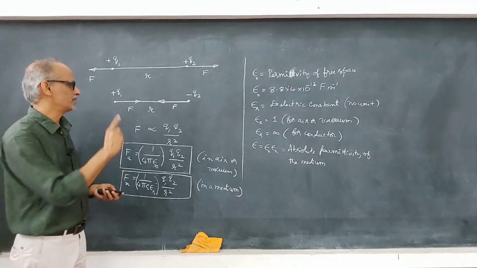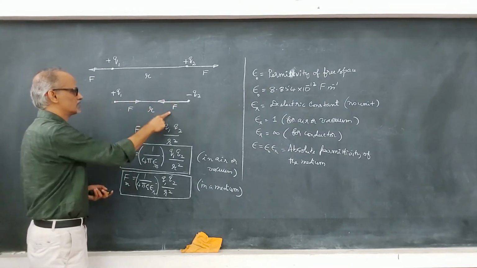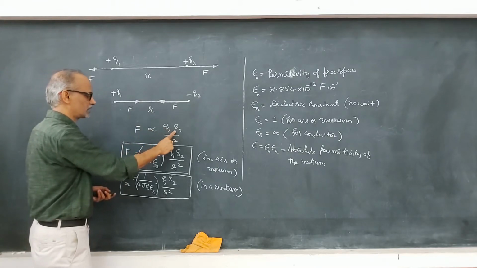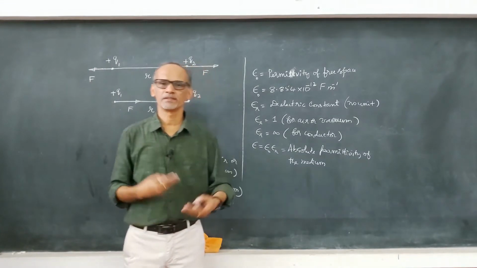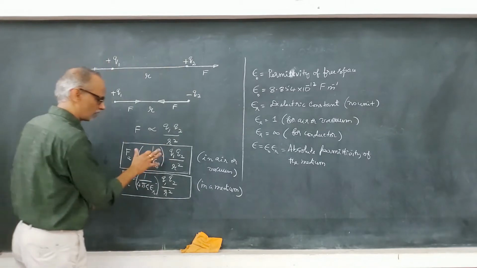Let me repeat this statement as it is important. Electrostatic force between two static point charges is directly proportional to the product of the magnitude of the charges and inversely proportional to the square of the distance between them. If you repeat the definition, it is easy to remember. And this is the mathematical form of it.